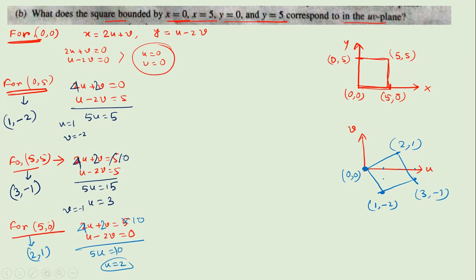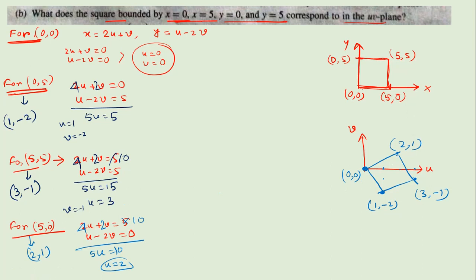Now comes the next question, which says compute the Jacobian and show that this is related to the ratio of the area of the square and its image. So we can find here the area of the square. Here you can see this is 5 into 5, so this area will be 25, and the area of this square will be calculated by using this side and that side. If you find these two sides, you will get the area.